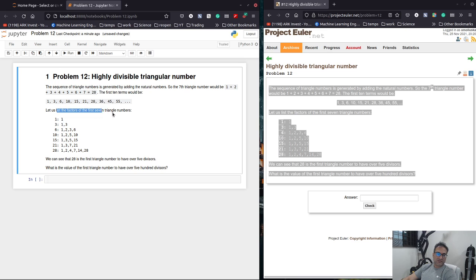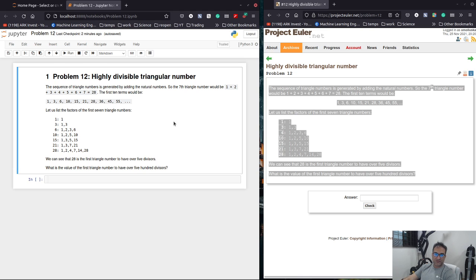Let's list the factors of the first 7 triangle numbers. 1 has the factor 1. 3: the factors are 1 and 3. 6: the factors are 1, 2, 3, 6. 10: the factors are 1, 2, 5, 10. We can see that 28, which corresponds to 7, is the first triangle number to have over 5 divisors. Okay, what's the value of the first triangle number to have over 500 divisors? Okay, how do we solve this?